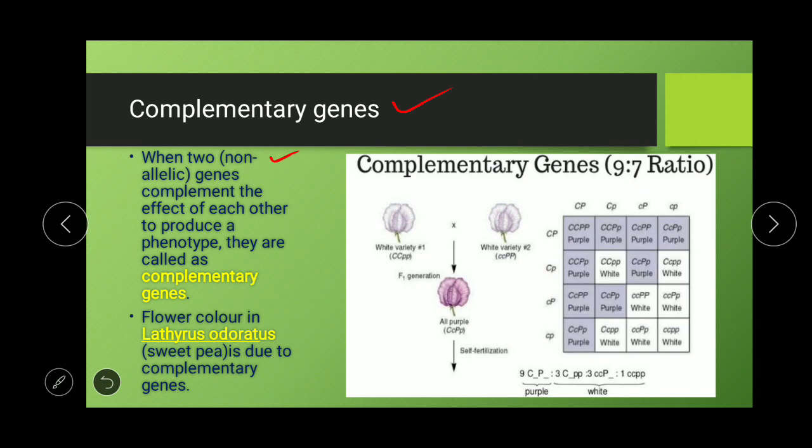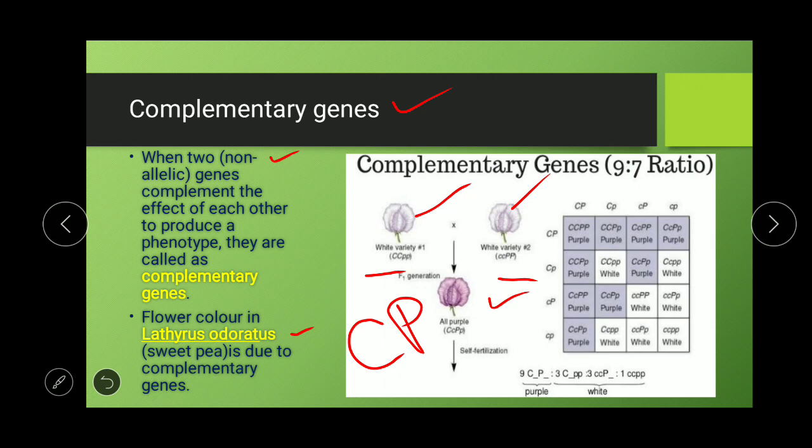Here you can see the flower color in the Lathyrus odoratus flower. The white variety is capital C small p, and here small c capital P. Both are white. If you have capital C and capital P, then only it will be purple. When they are crossed, the dominant character will be obtained in the F1 hybrid. So here you can see the purple is there.